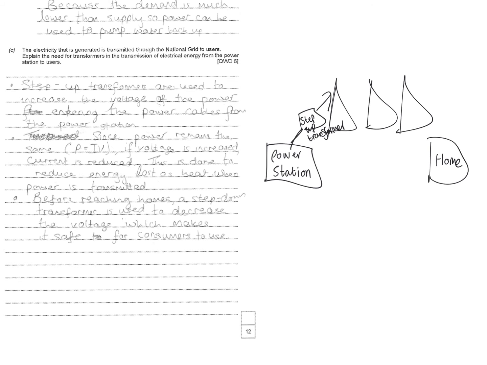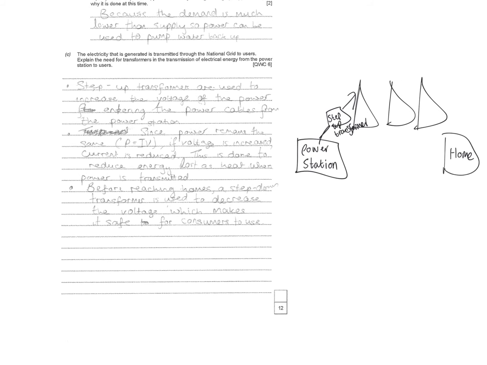Okay, these step up transformers increase the voltage entering these power cables and power pylons from the power station. Voltage is then increased, current is reduced. This reduces energy loss, so it actually moves really quickly along these wires without losing loads of energy, because you don't want all of your energy to be lost as heat, because it's going to be traveling quite fast.